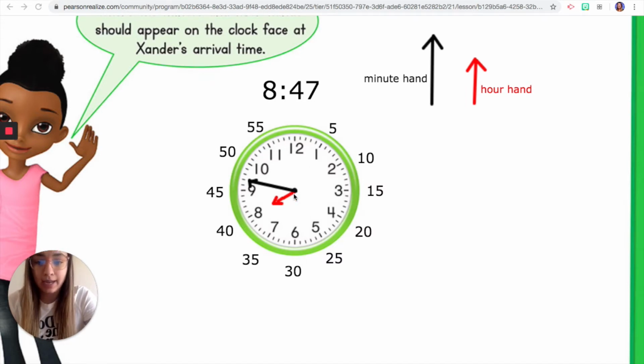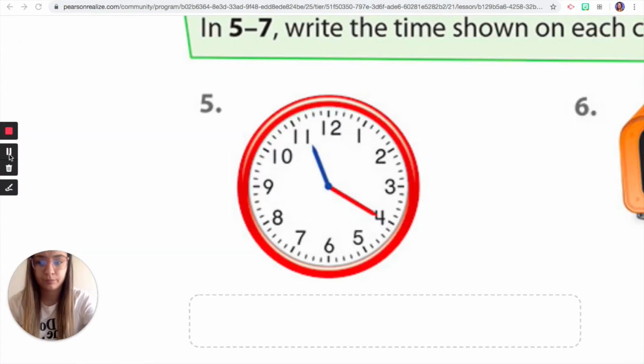Like I had here, I did my hour first. I saw that I had 8, so I took my hour hand, the smaller one, and I drew it pointing to the 8. And then I saw that I had 47. I knew in my mind that 45 was the closest 5 number to 47. So I went to 45, and then I counted by 1s to get to 47. You see here I had 45, 46, 47. So I went ahead and took my minute hand and drew it to the 47. So now this clock, like I said before, says 8:47.